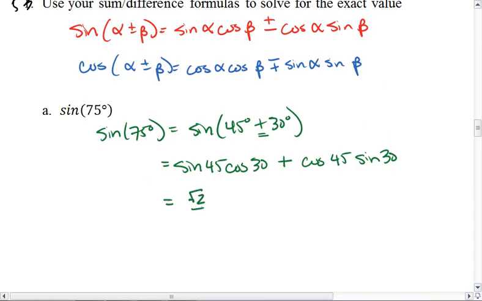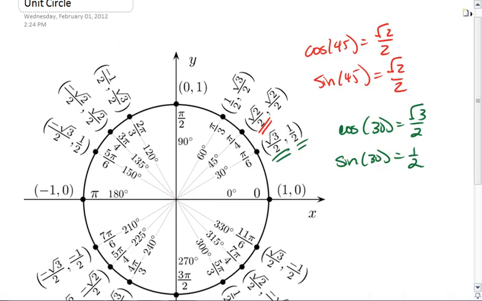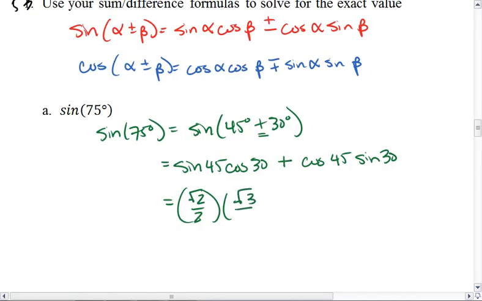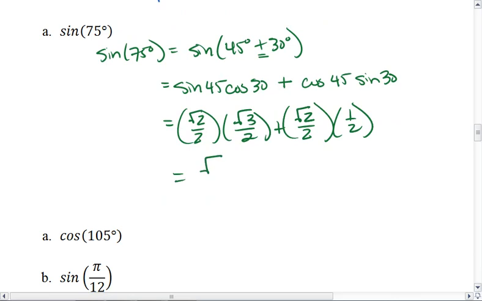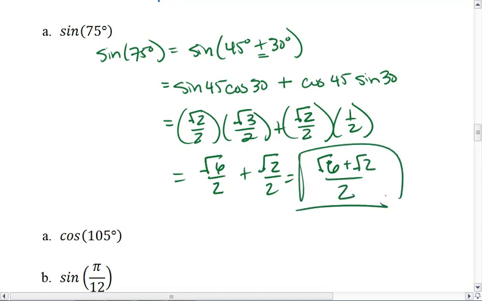Sine of 45 is rad 2 over 2. Cosine of 30 is rad 3 over 2. Cosine of 45 is rad 2 over 2, and sine of 30 is 1/2. I multiply through, I get rad 6 over 2 plus rad 2 over 2, which just gives me rad 6 plus rad 2 all over 2. The rad 6 plus rad 2 do not simplify together, and so this is my final answer.